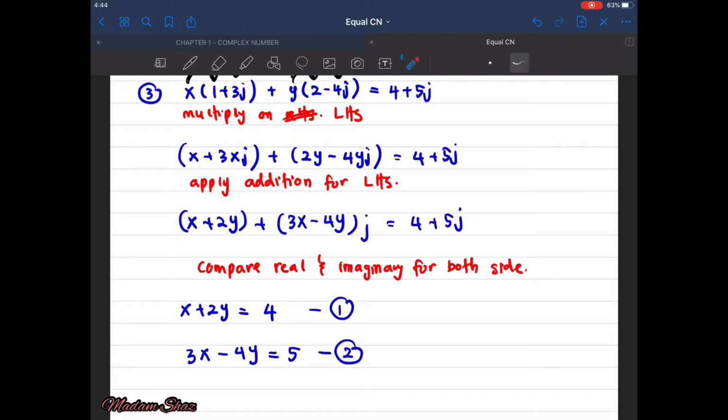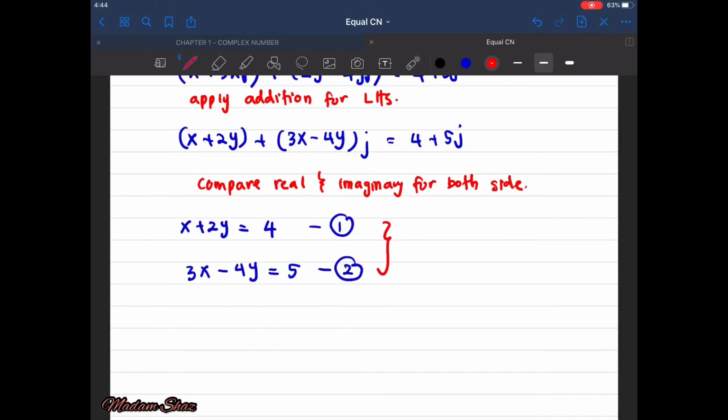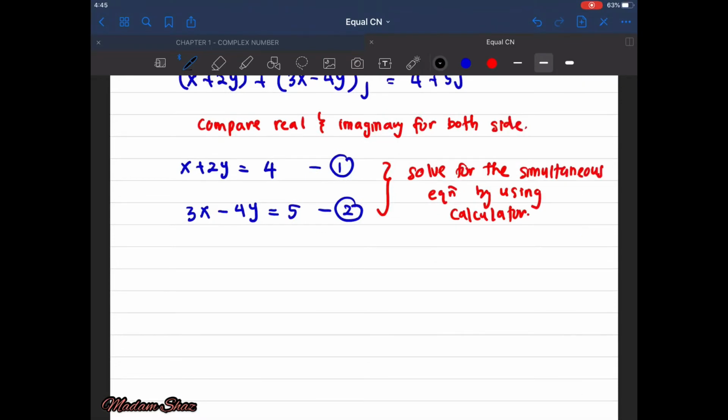So the same concept, when we compare the imaginary part, we do not include the j. From here, you have to solve the simultaneous equations by using the calculator. So press MODE, EQN, unknown.